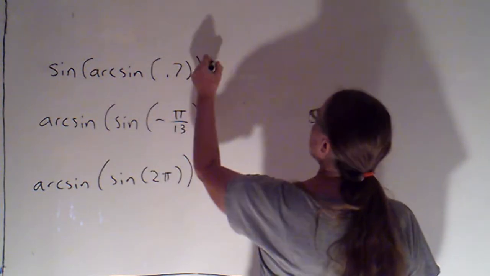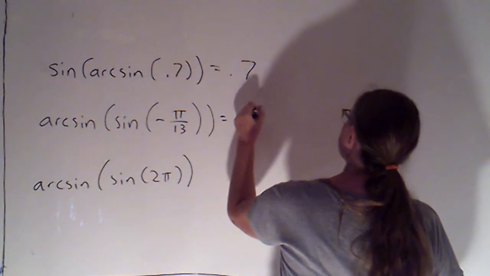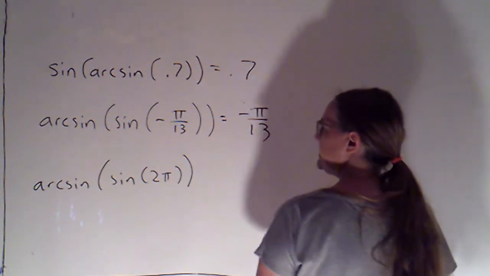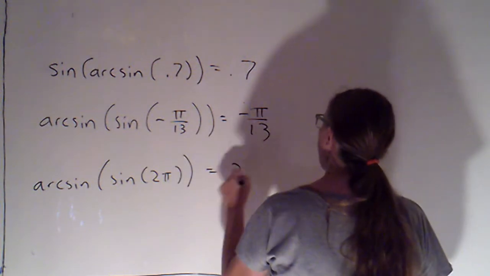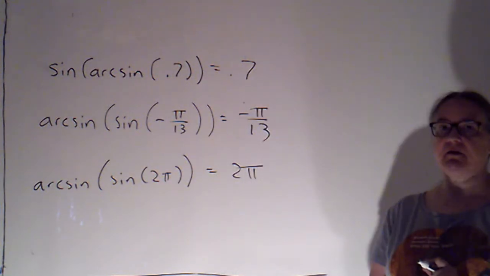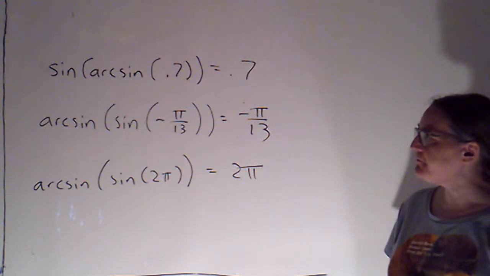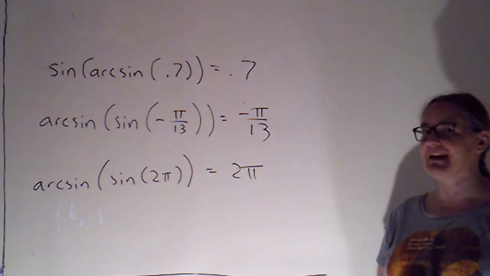I'm going to pretend to not be careful, and I'm going to make a mistake. So I'm going to say sine of arcsine is 0.7. Arcsine of negative pi over 13 is negative pi over 13. And arcsine of sine of 2 pi is 2 pi. I made a mistake. Okay. I want you to take a moment and see if you can figure out where that mistake is.